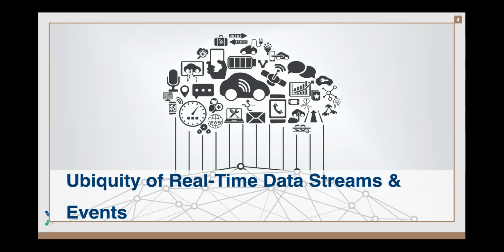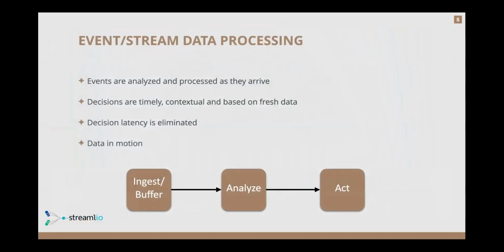So we need a way to process this data and handle it, right? Let's talk in general concepts around what event and data stream processing is. In general, you have events that are analyzed and processed as they arrive. You don't wait until it's batched and landed into a data system and then do analysis on it. You want to react to the data as it comes in. That makes the decisions timely, contextual, and based on fresh data. There's business value in making a decision upon data in real time.